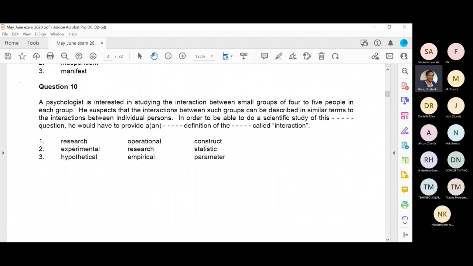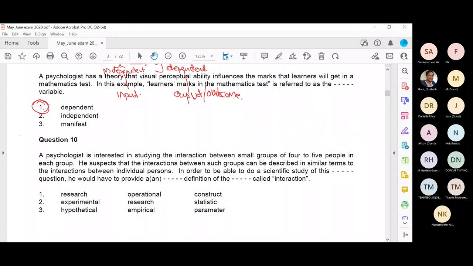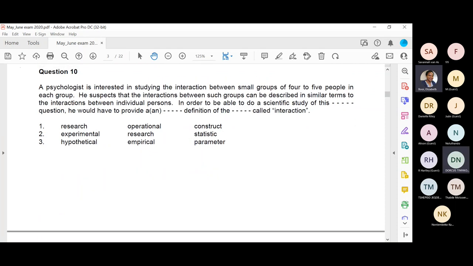Okay, so question 10. Before we move to question 10, is there any question relating to question 9? Are we good with question 9? Yes, ma'am. Okay, question 10.